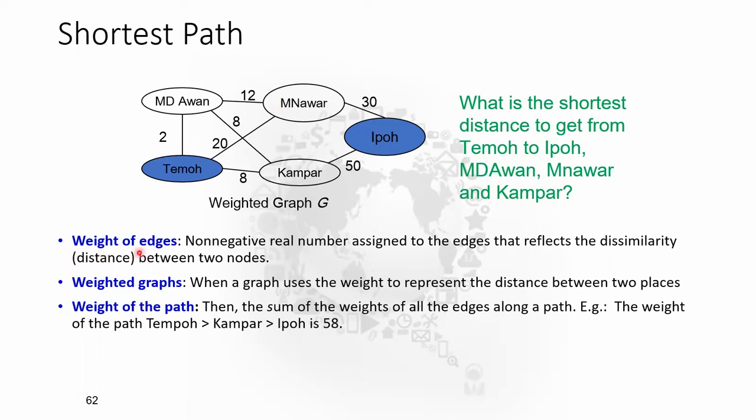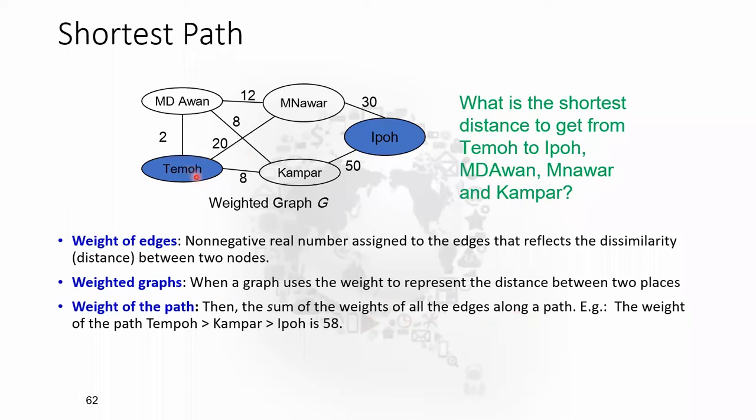If we look at the rules for the edges, it must be a non-negative real number assigned to the edges that reflects the dissimilarity between the two nodes, which here we talk about as distance. So for the weighted graph, the graph uses the weight to represent the distance between two places, and the weight of the path is the summation of the weights of all the edges along the path.